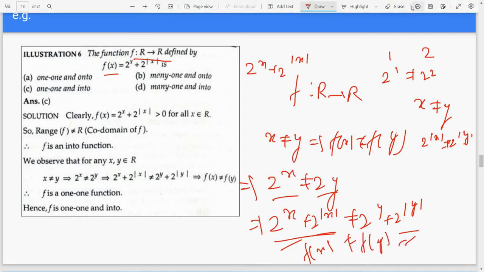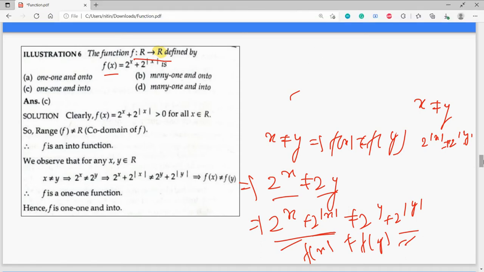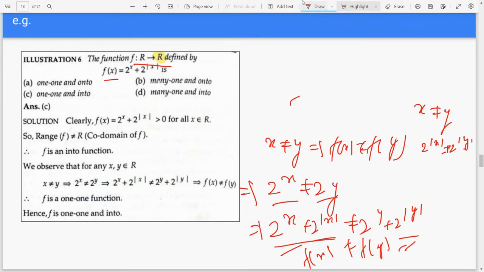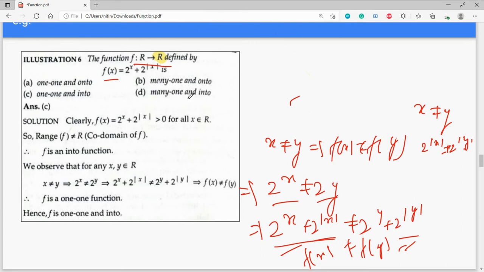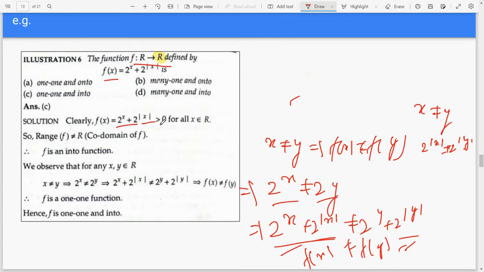But how to check the onto function? For an onto function, you have to check that whatever value we choose in the range, you are going to get a preimage for it. So how to check this particular thing? Let's check. It means that f(x) = 2^x + 2^|x| is greater than 0. This thing is true. So whatever value of x you put, you are going to get only a positive real number.